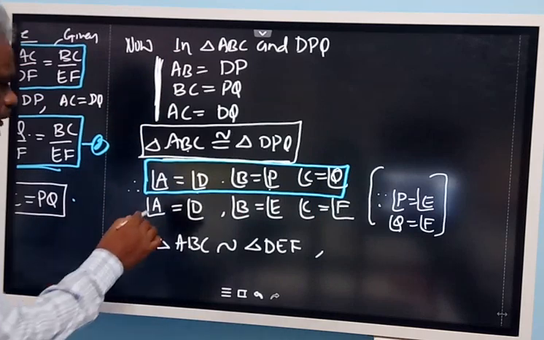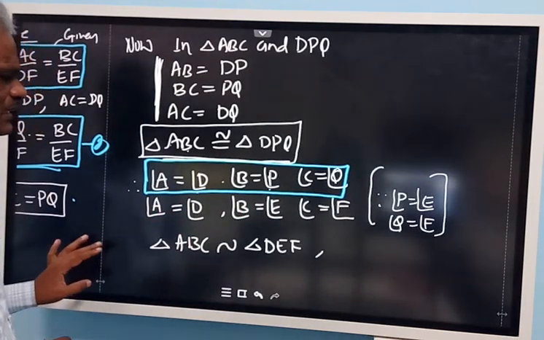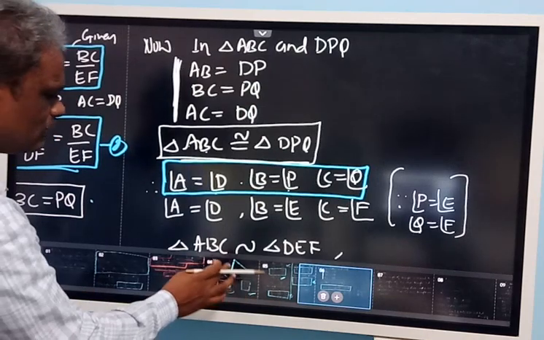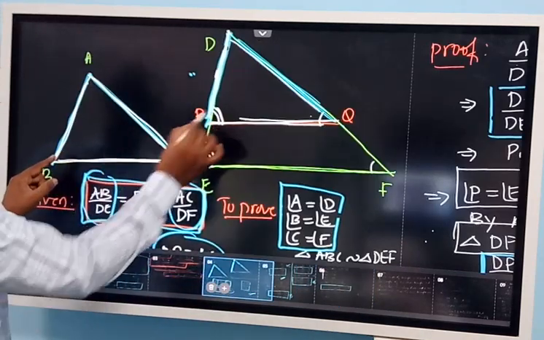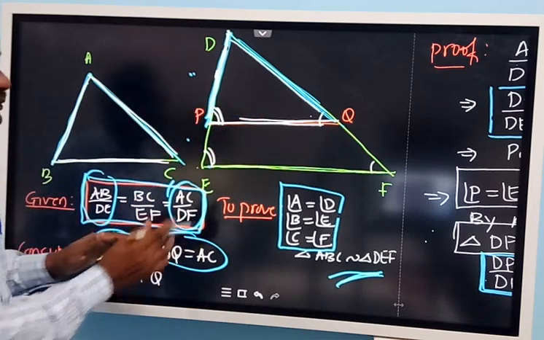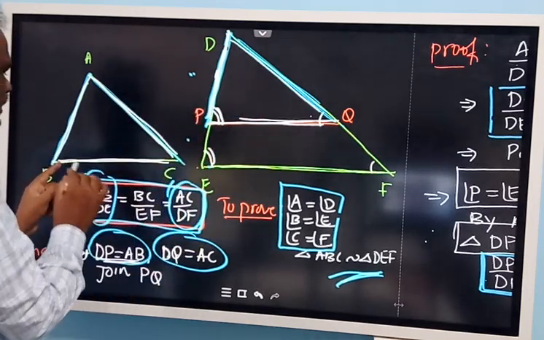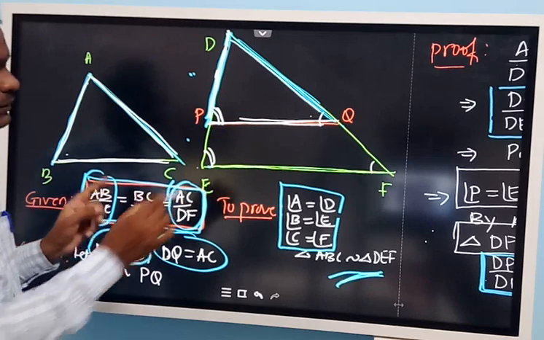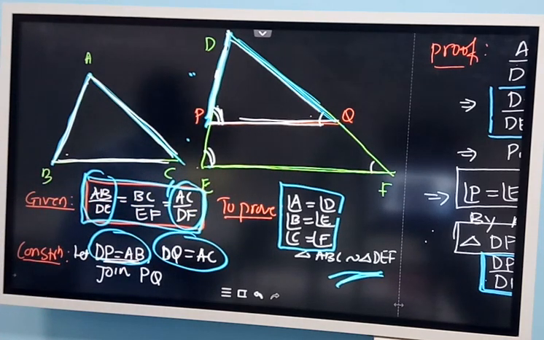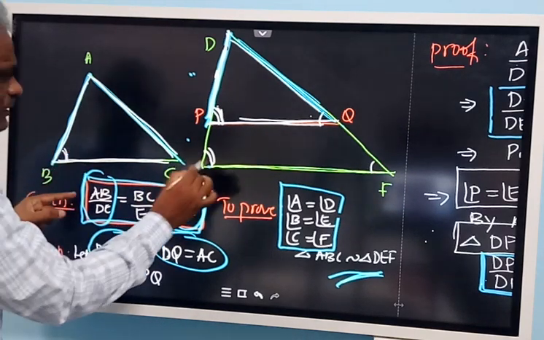Now A is equal to D, I will write as it is. Here B is equal to P. But P is also equal to E because it is parallel. B is equal to P, and P is also equal to E. From this what can you conclude? B is equal to E. I can write B is equal to E.